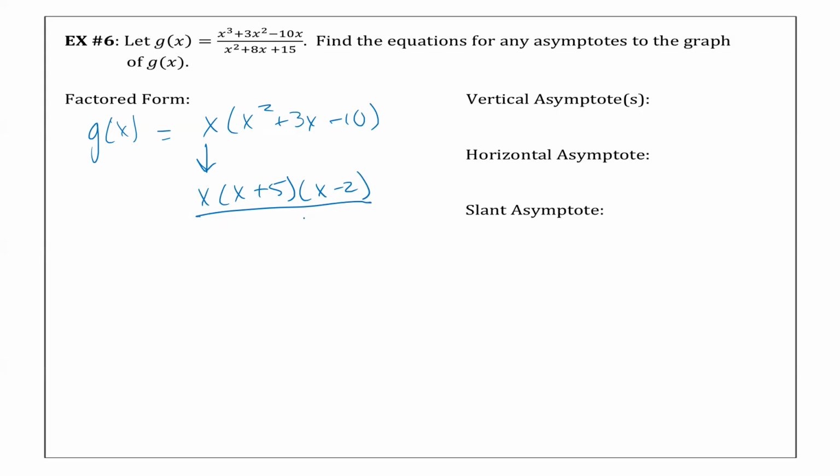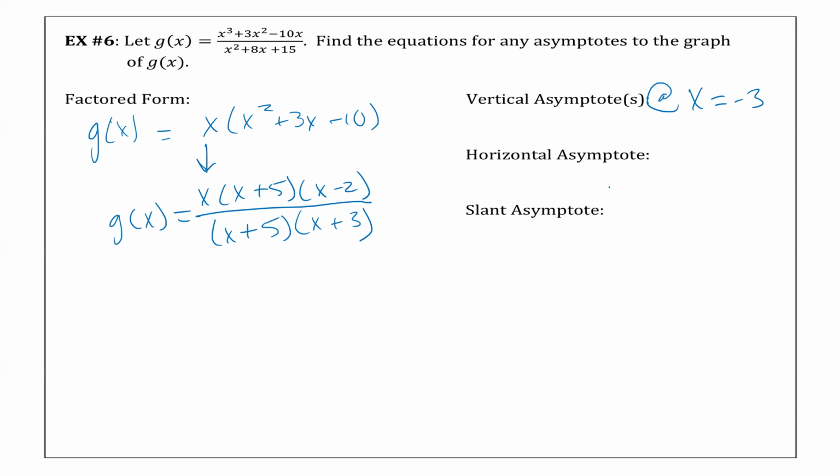All I did was factor. Okay? I'm going to now factor my denominator, and my denominator is going to become x plus 3 and x plus 5. Agreed? So this is my factored form of g of x. From here, I can easily tell you what I have, correct? I have a vertical asymptote at what? Where is my vertical asymptote? At x equals -3.